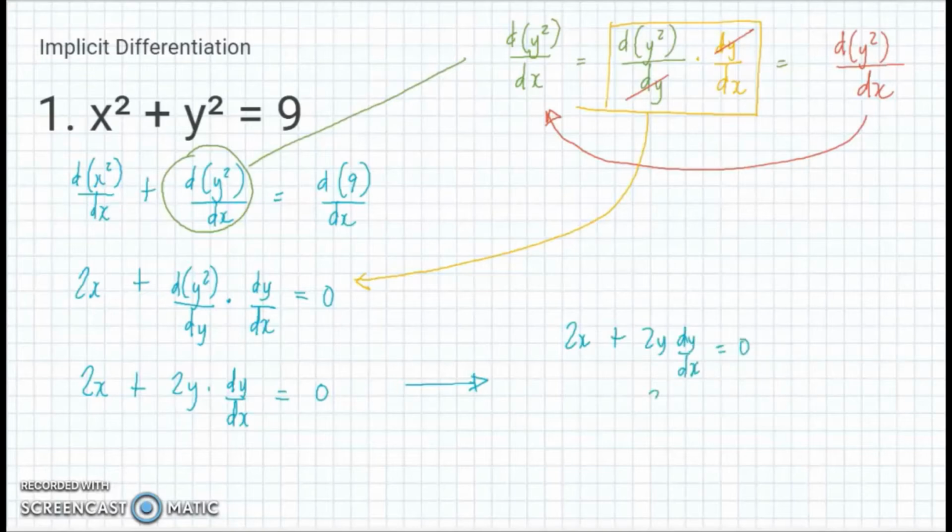Ayan. So simple algebra, no? So we just need to transpose the 2x, it becomes negative 2x. And if we divide both sides by 2y, we'll get to the isolation of dy dx, because this gets cancelled here also. So we have our final answer: dy dx is equal to negative x over y. So that's it. As you can see, our derivative also has a y in it.